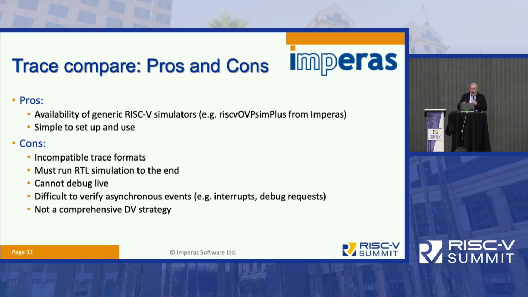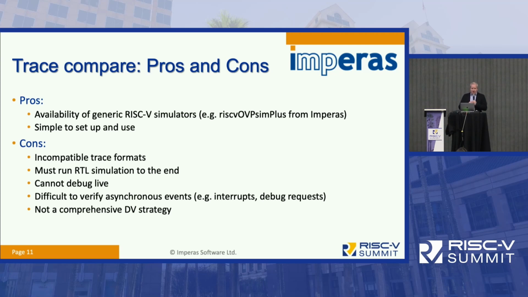If we were to look at the benefits that you get from this approach, there's a lot of availability of generic simulators. We have the RISC-V OVPsim from us. You have Spike, you have Sail. On the downside, as it says on the slide, you tend to have incompatible trace formats. So you're constantly manipulating files in order to get them into the same format so that you can actually do the comparisons. And you also have to run this to the end, which sometimes can be a real problem for two reasons.